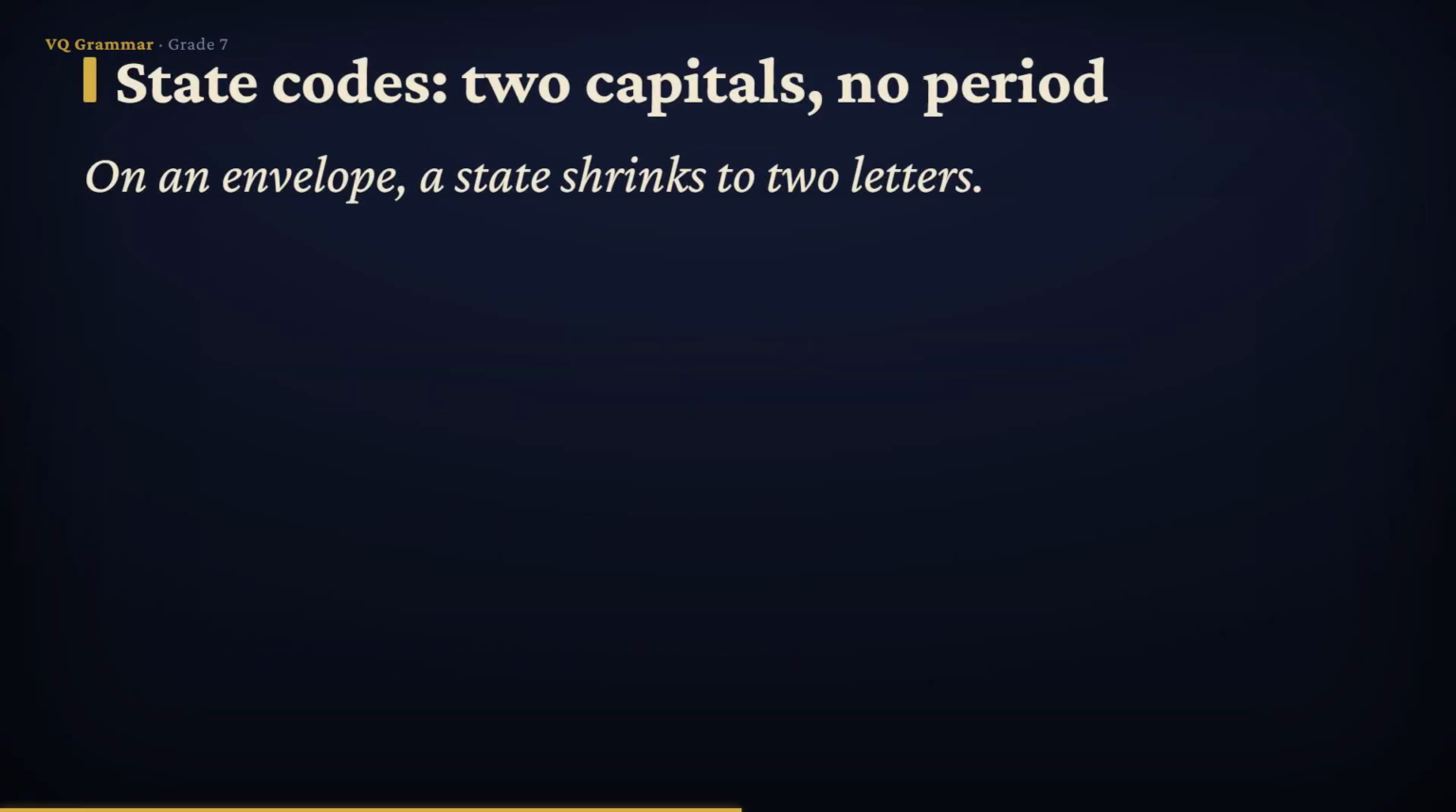Last stop, mailing addresses. When you write a state on an envelope, you use its 2-letter postal code. And here's the twist. These get no period at all. 2 capital letters, and that's it.